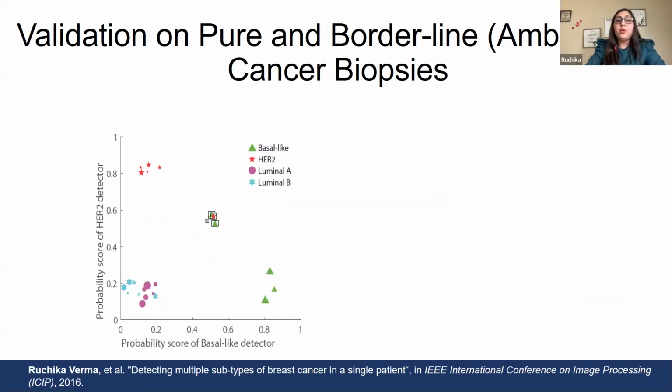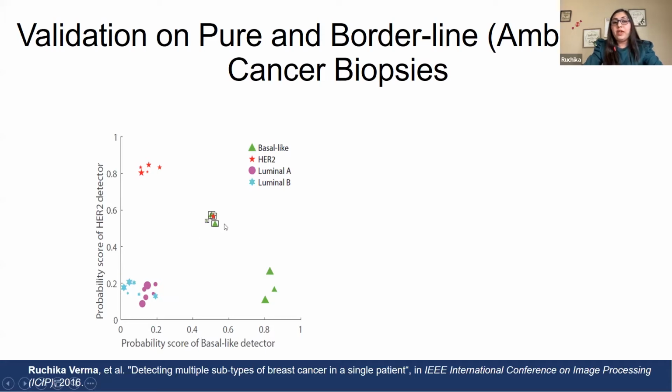And after looking at the patch-wise results, we tried to aggregate our model outcomes to see patient-wise results. So here on the x-axis, I'm showing the probability score of the basal versus all detector. And here on the y-axis, I'm showing the probability score of the HER2 versus all detector. The patients which were pure basal showed higher probability when passed through the basal-like detector, and lower probability when we passed them through the HER2 versus all detector. And similarly, the pure HER2 patients gave us a higher probability score when passed through the HER2 versus all detector. And the luminal A and luminal B patients gave low probability when passed through both detectors.